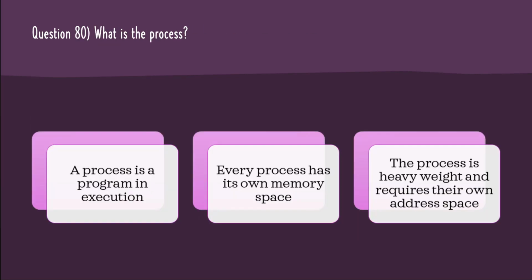Question 80. What is a process? A process is a program in execution. Every process has its own memory space. The process is heavyweight and requires its own address space. One or more threads make a process.